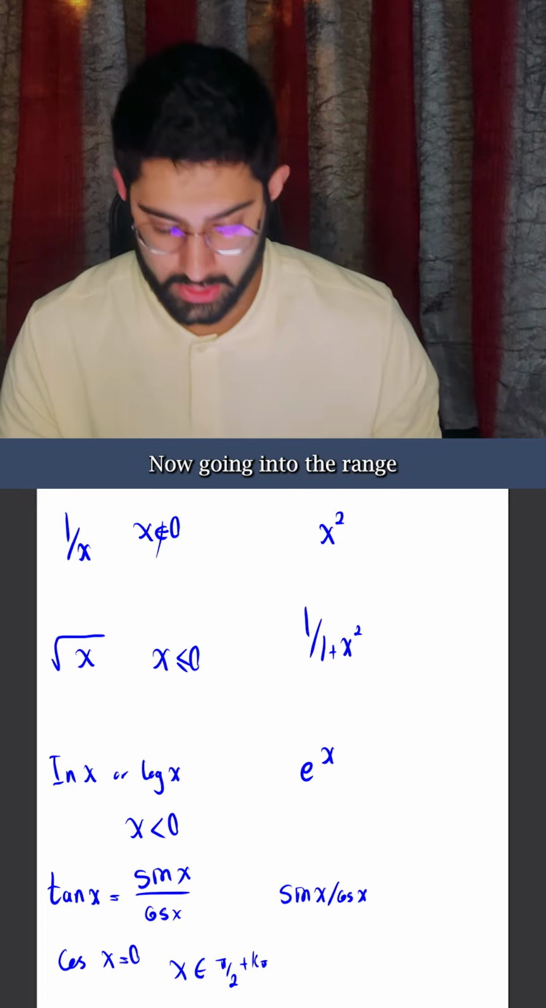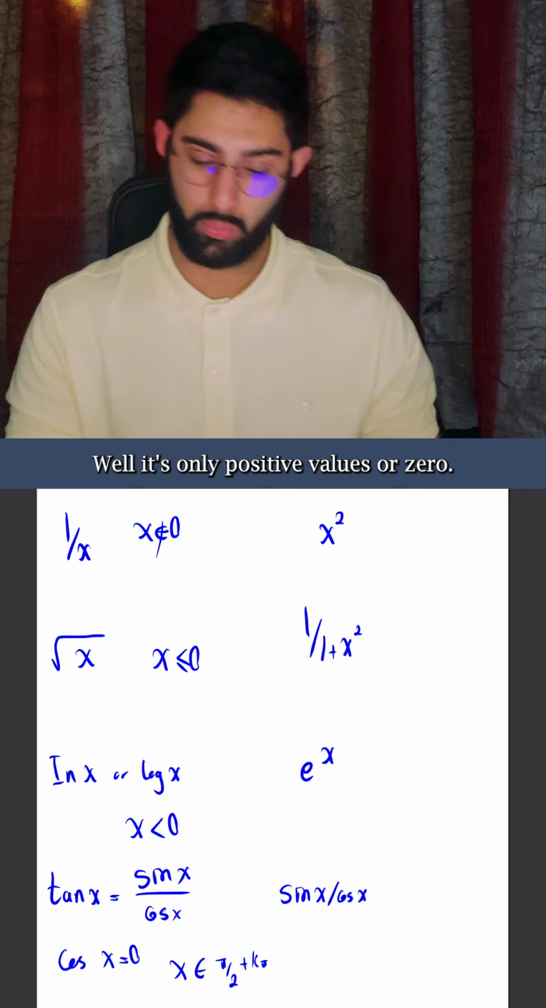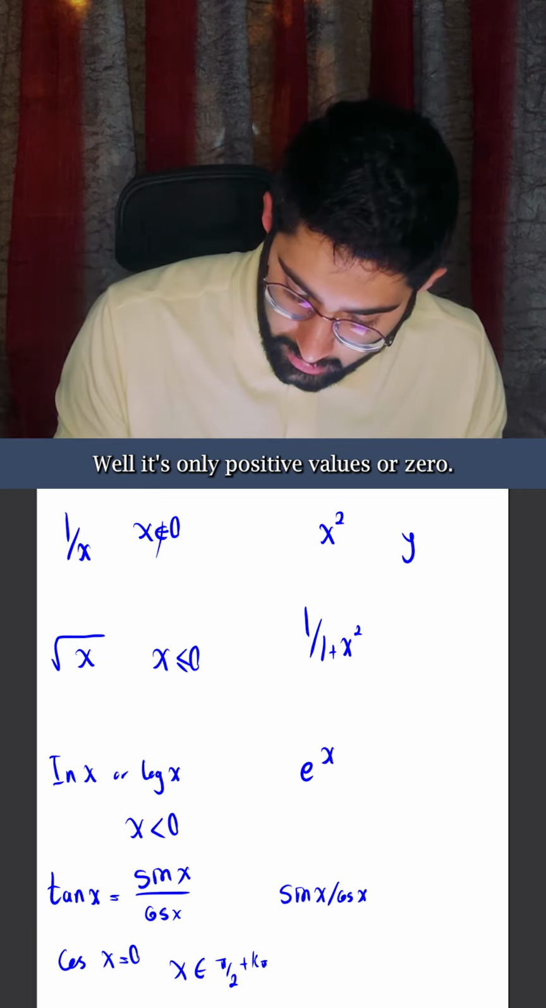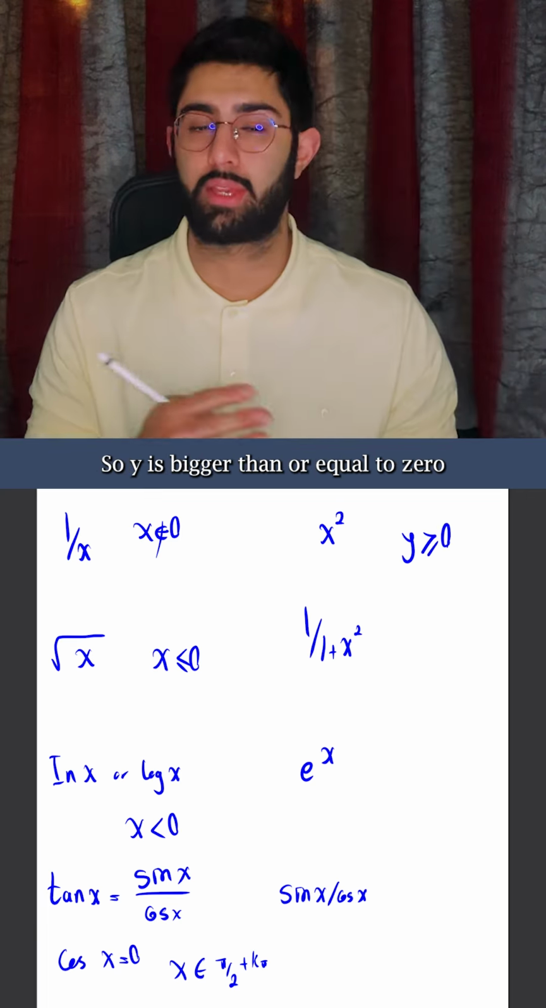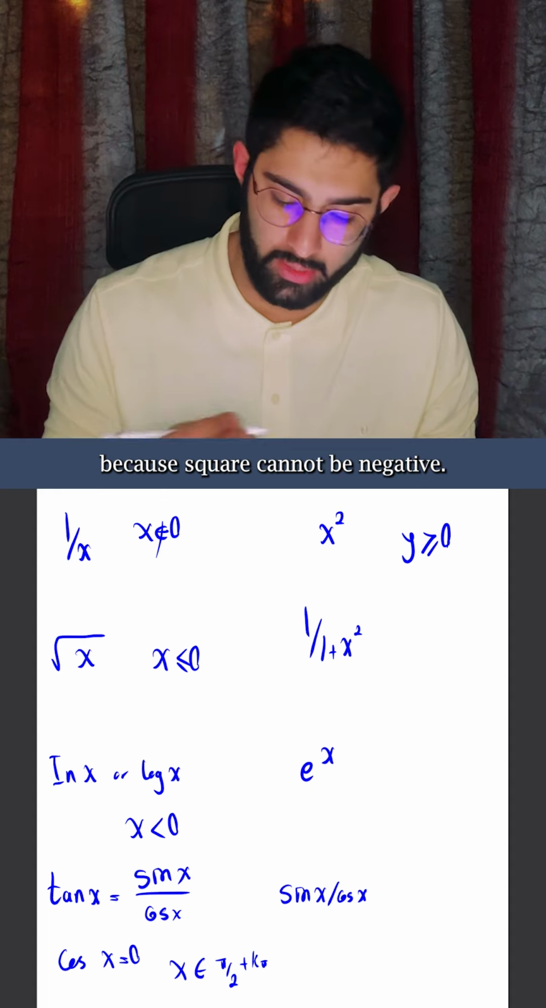Now going into the range. What is the range of x squared? Well, it's only positive values or 0. So y is bigger than or equal to 0 because a square cannot be negative.